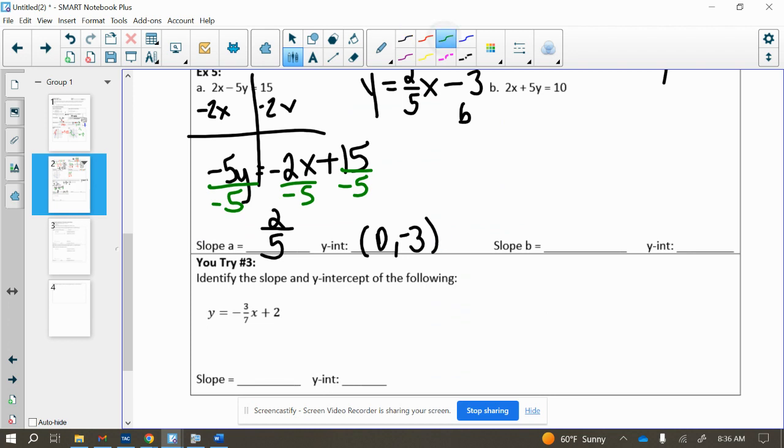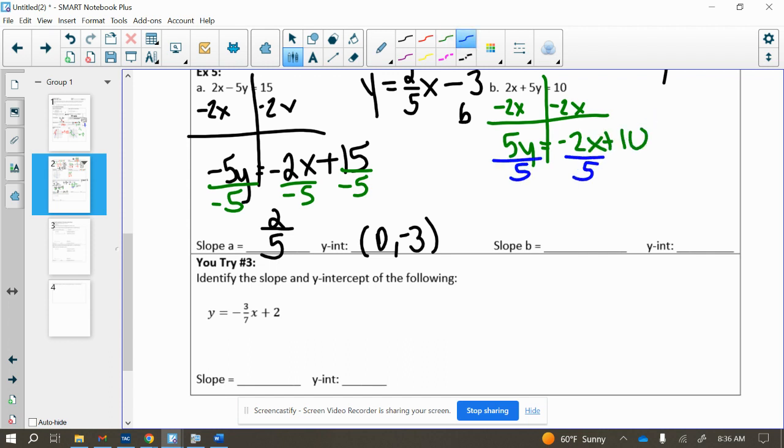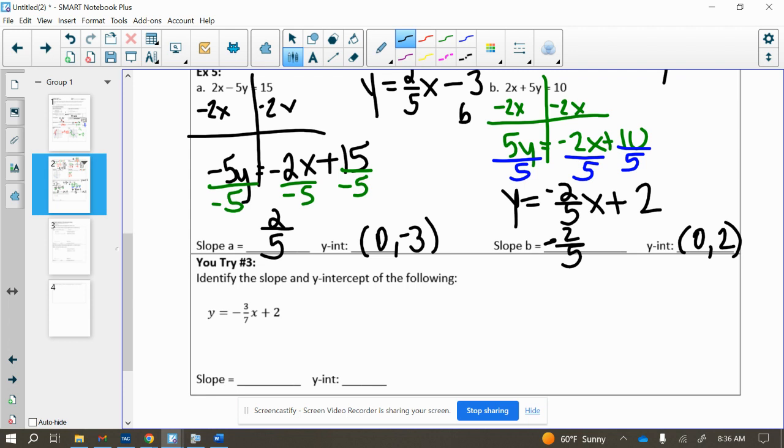Same idea with our next one. We want y by itself to be able to see y equals mx plus b. So we would have to subtract the 2x over, and then divide everything by 5, so that we would get y by itself, -2/5 x, 10 divided by 5 is 2. So our slope again is 2/5, this time negative though. Y-intercept would be at (0, 2), because our b value was 2.